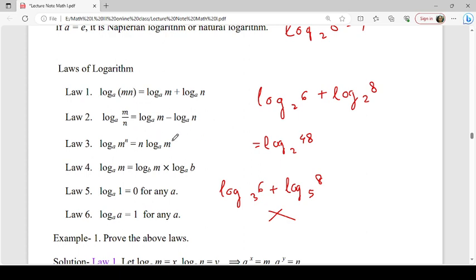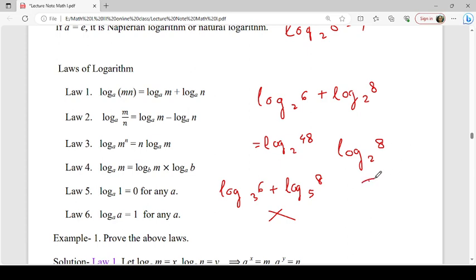Then this is one law, log of m to the power n. In most cases we apply this law. So log of, say, the base is 2, it is say 8.